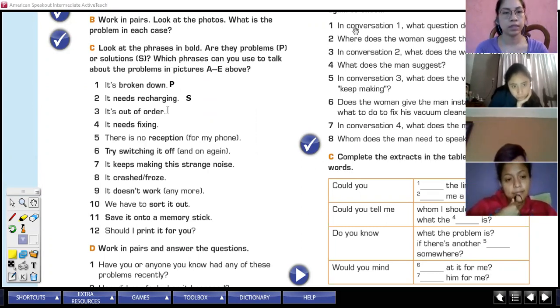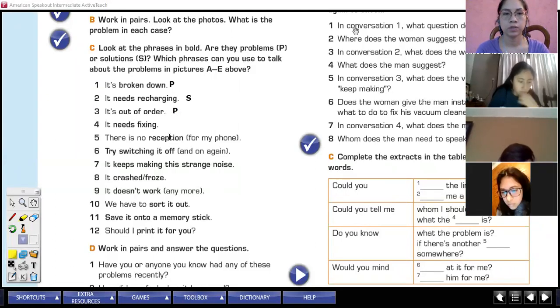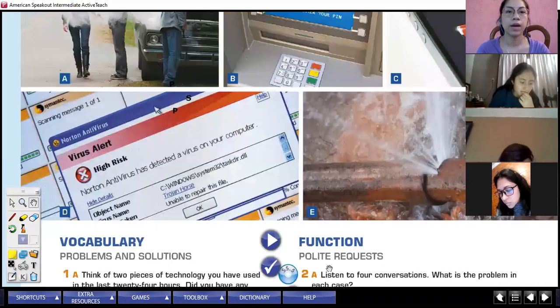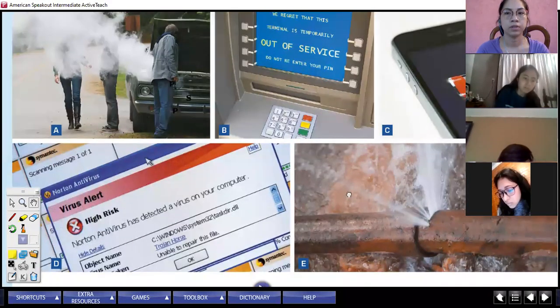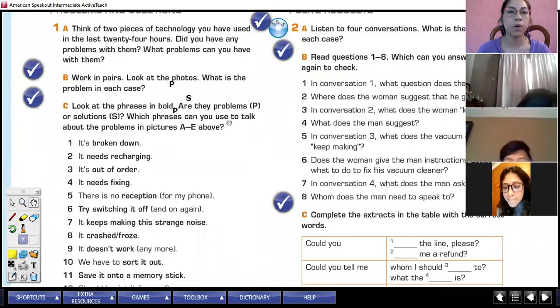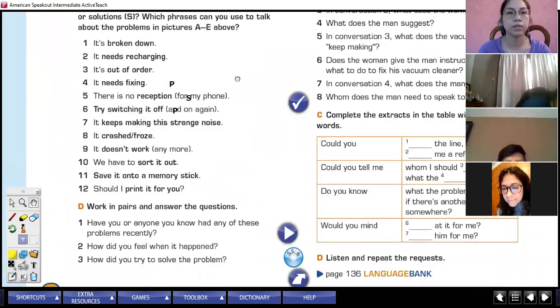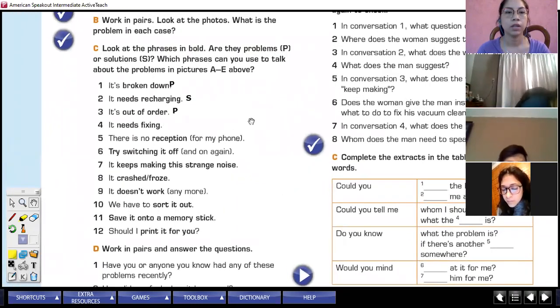Who can read number 3? Giselle. It's out of order. What is that? Problem or solution? Good. Problem. Picture? In your book. Can you look at your book? Out of order. B. Good. Out of service or out of order. That is not functioning. Okay.